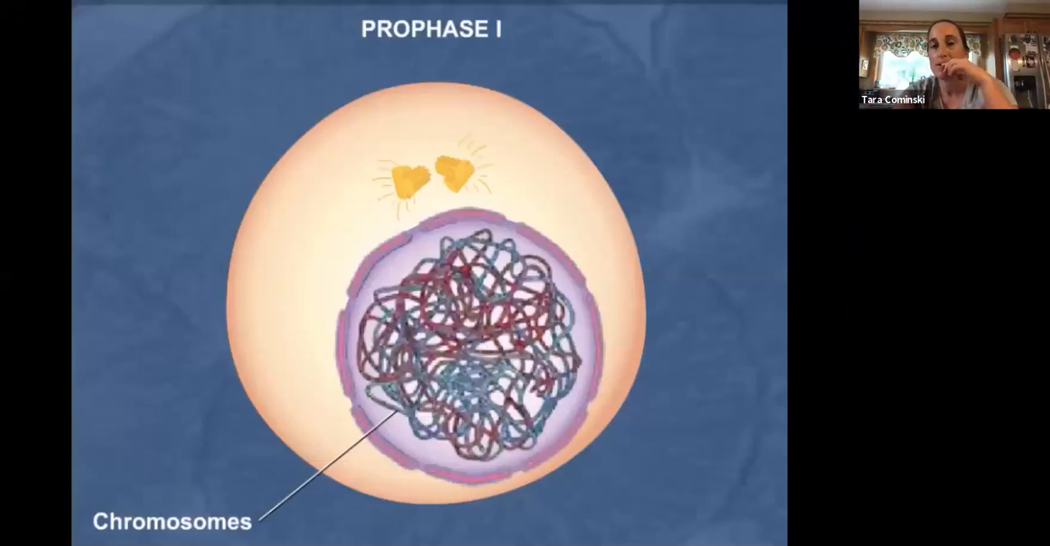After the 2 successive cell divisions of meiosis, I won't show you another single one. I'll just show you this one. It will produce 4 cells, each having a haploid number of chromosomes.